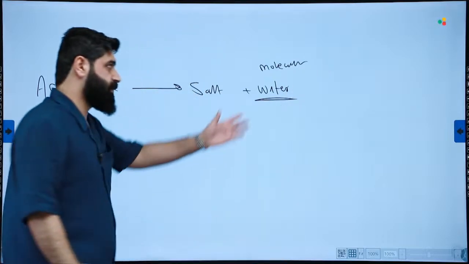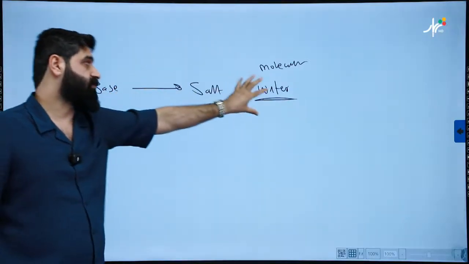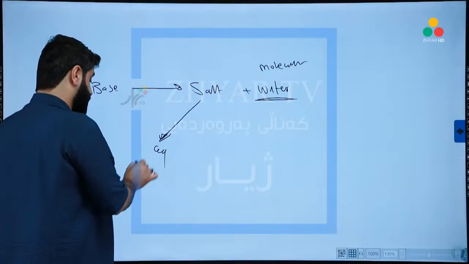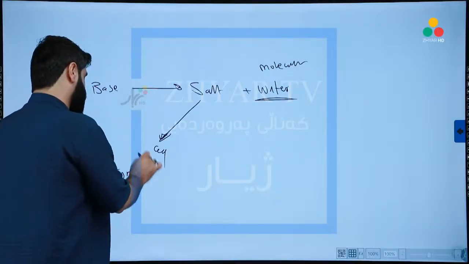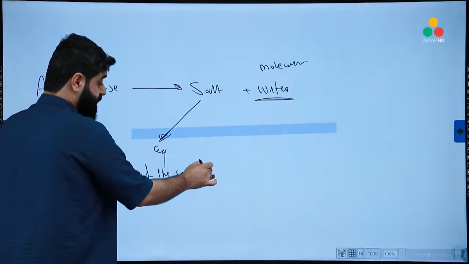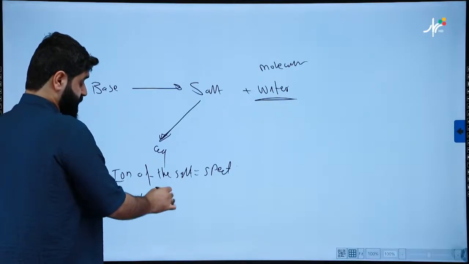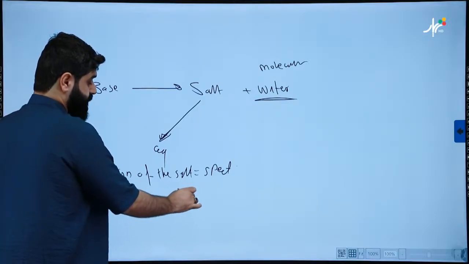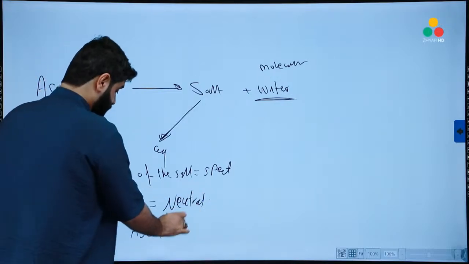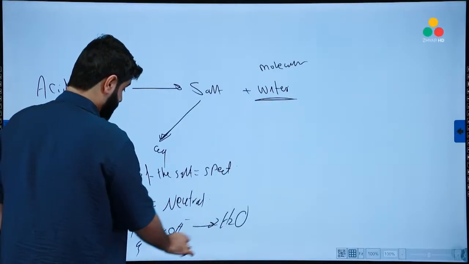So name this molecular compound that is always produced in the neutralization reaction. Of course, it's water. Good. Now I said if the salt is AQ, then the ions of the salt equal the spectator ions, and at the same time the net ionic equation equals the neutralization, which is H3O+ plus OH- to form two water molecules, liquid.